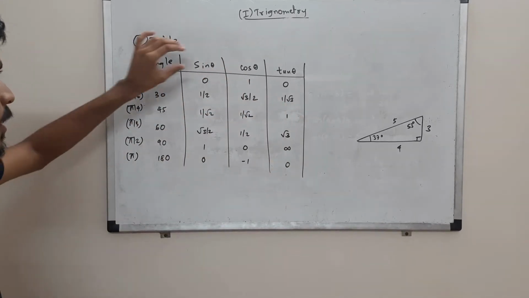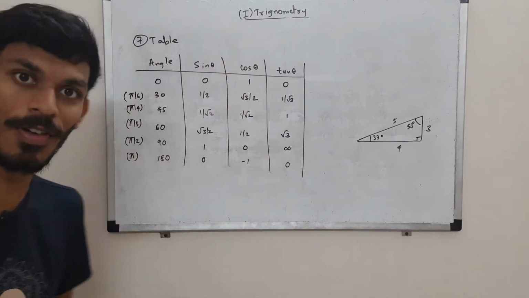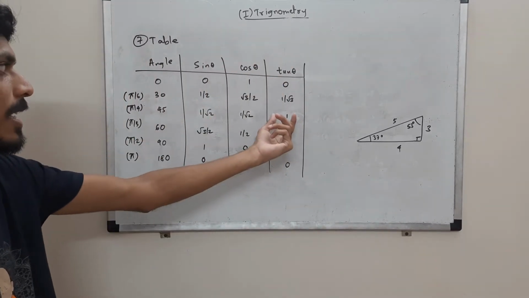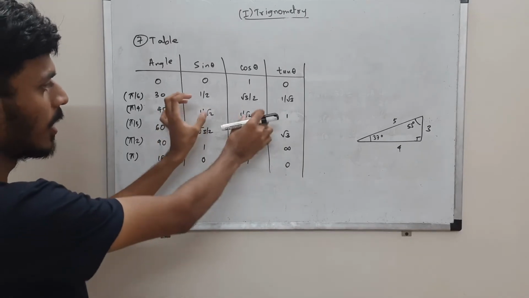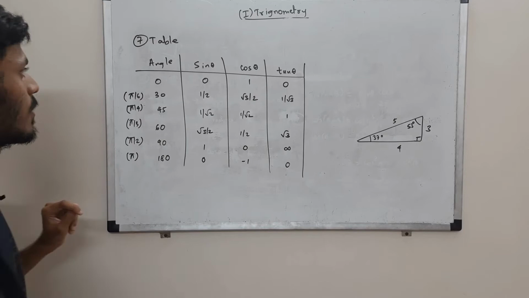Then sine of 45 is 1 by root 2, cos of 45 is also 1 by root 2, and tan of 45 is 1. You can take the ratio and see both are equal, so tan of 45 is 1.